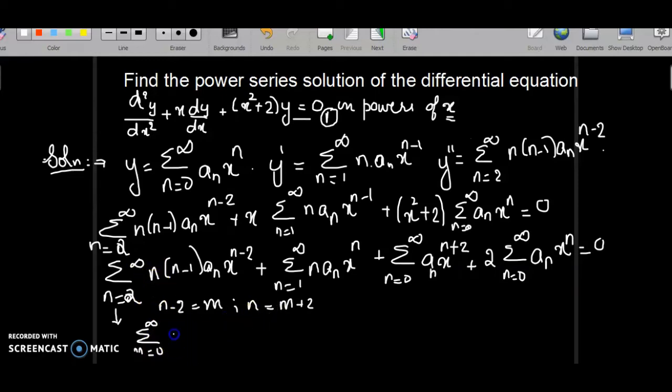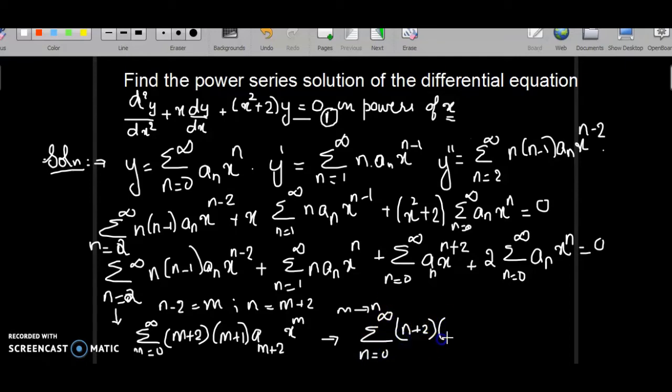Now instead of n, I am going to put m plus 2. N minus 1 will be m plus 1. A n will be a m plus 2 into x raised to m. Now I'm just replacing this m with n. Just simply replace m with n to get: this term will become sigma n equal to 0 to infinity n plus 2 into n plus 1 a n plus 2 x raised to n. Okay, now this is our first term. The first term has changed to this term.